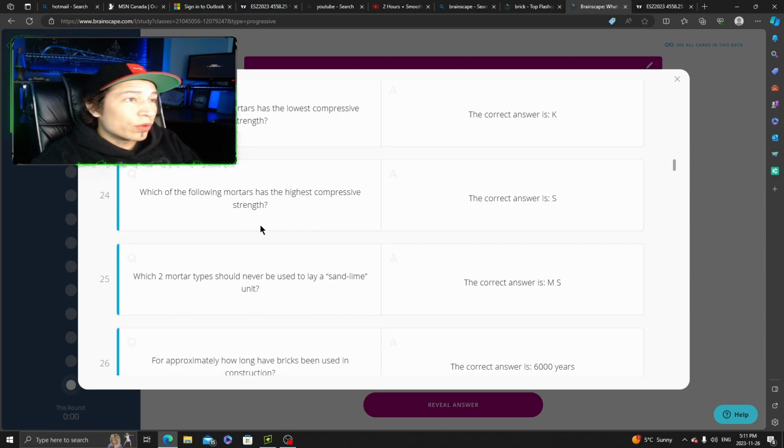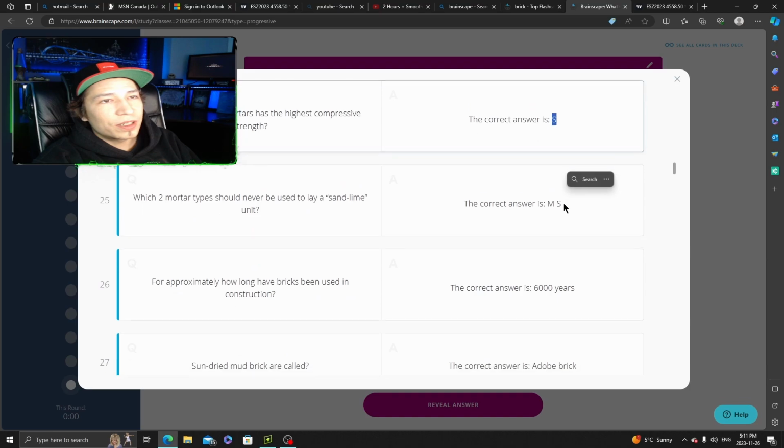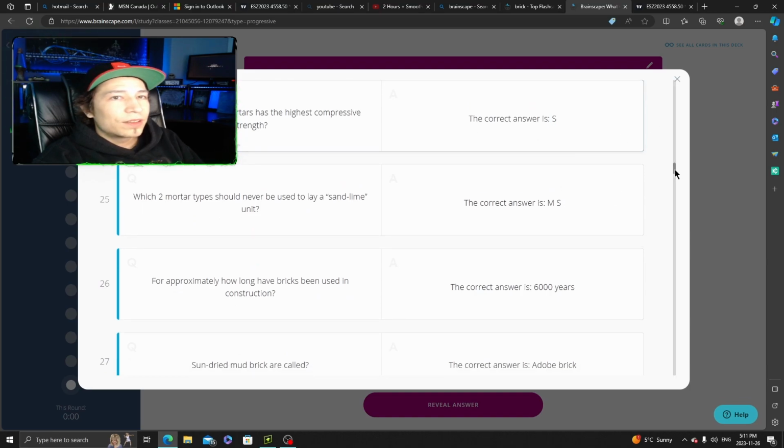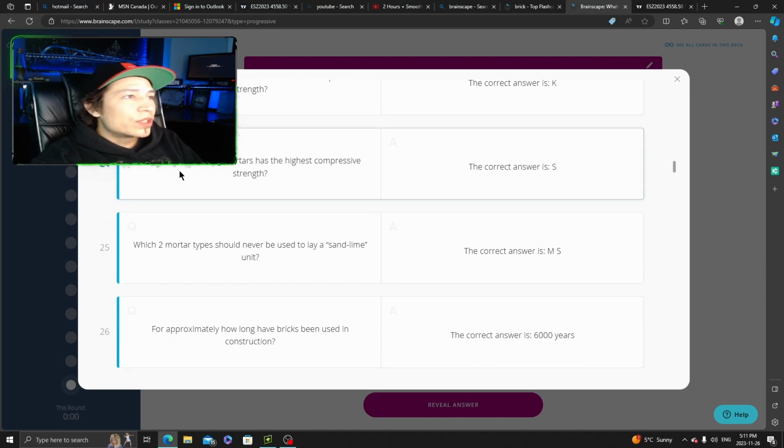Which of the following mortars has the highest compressive strength? The correct answer. It's because it's only one letter, okay? Which of the following mortars has the highest compressive strength? S. So the type of mortar that has the highest compressive strength is type S.